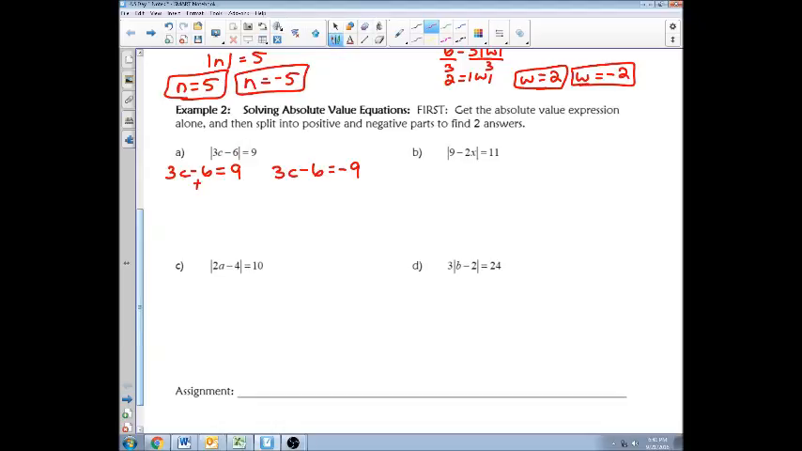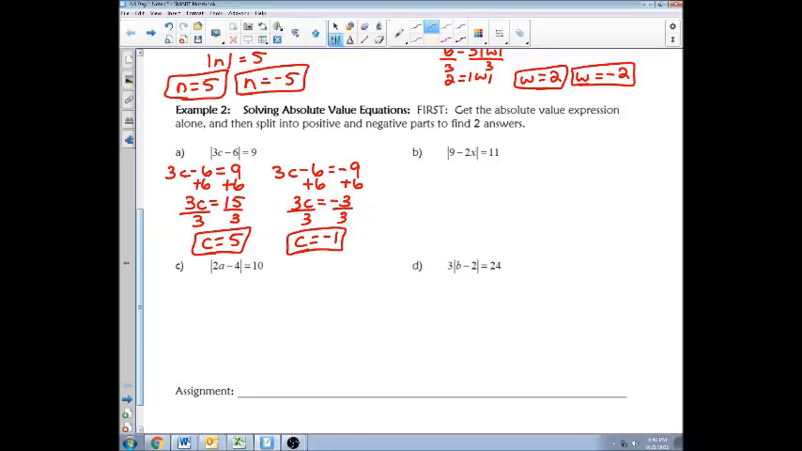I'm going to go ahead and add 6. So 3c will be equal to 15. Divide by 3. C will be equal to 5. Here again, I'm going to add 6. 3c will be equal to negative 3. Divide by 3. C will be equal to negative 1.